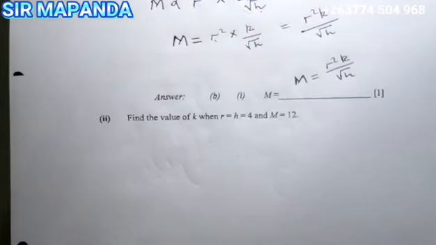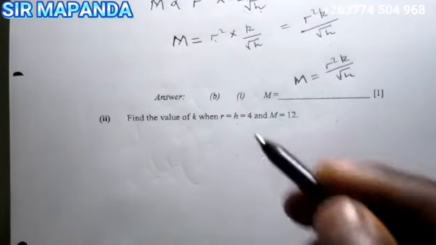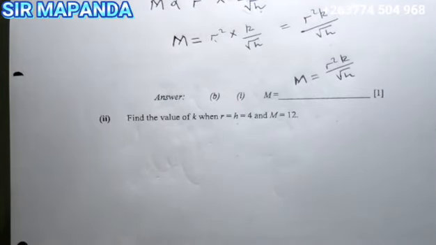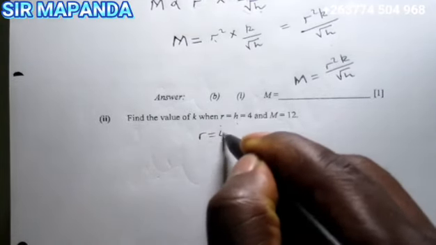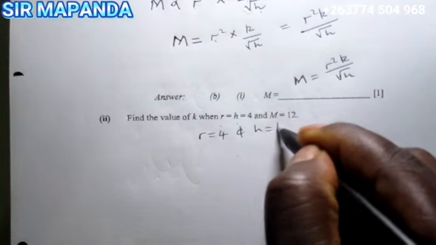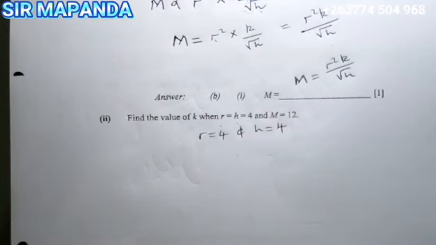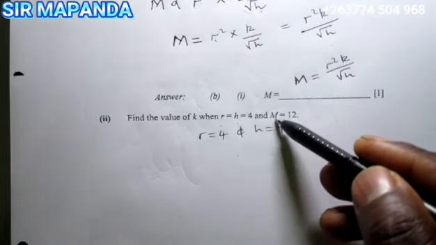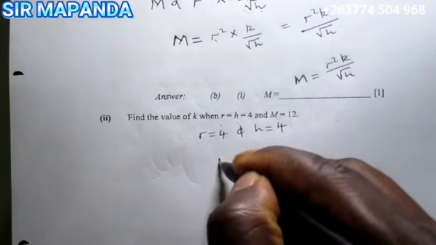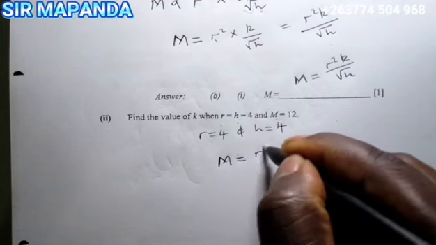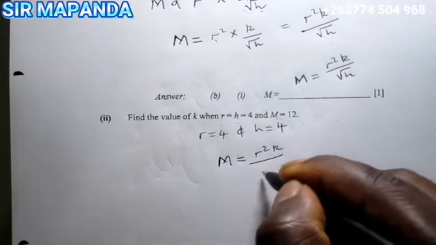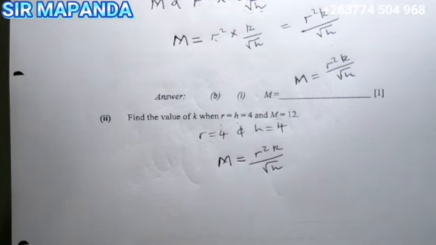Then we move on to item 2. Find the value of k when r is equals to h, which is equals to 4. R is equals to h, which is equals to 4, simply means r is equals to 4 and h is also equivalent to 4. This is the meaning of r is equals to h is equals to 4, right? Then we are given that m is equals to 12. So we go back to the formula, the equation, the relationship that we found in part B1.